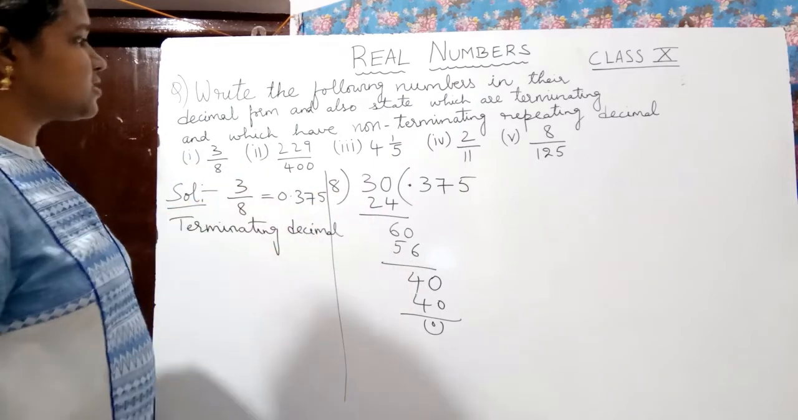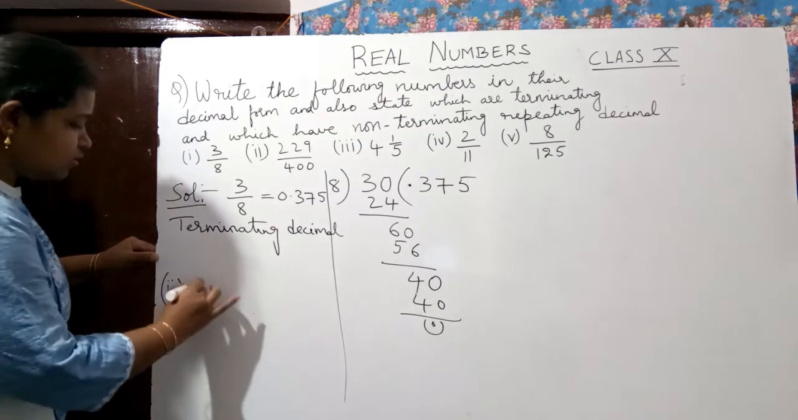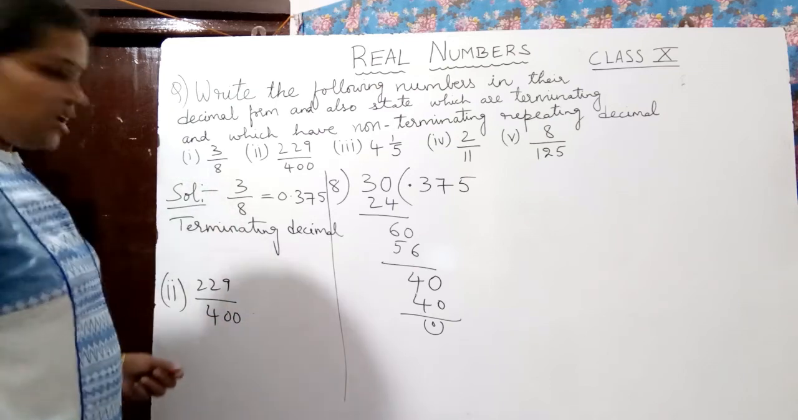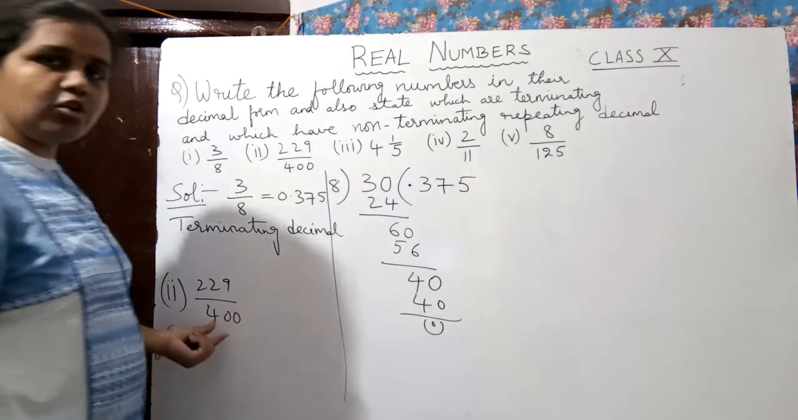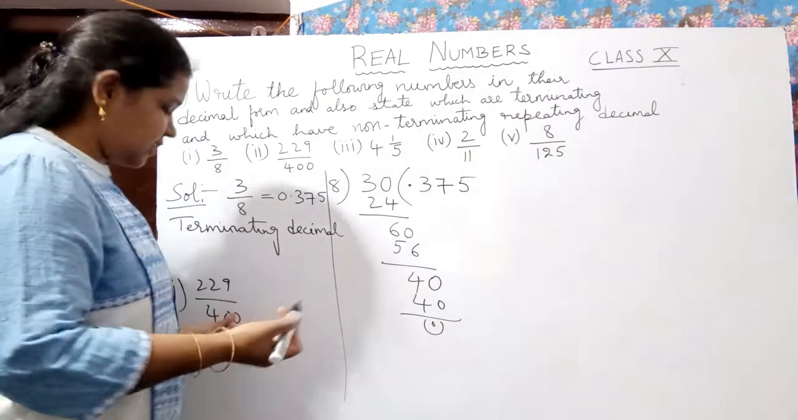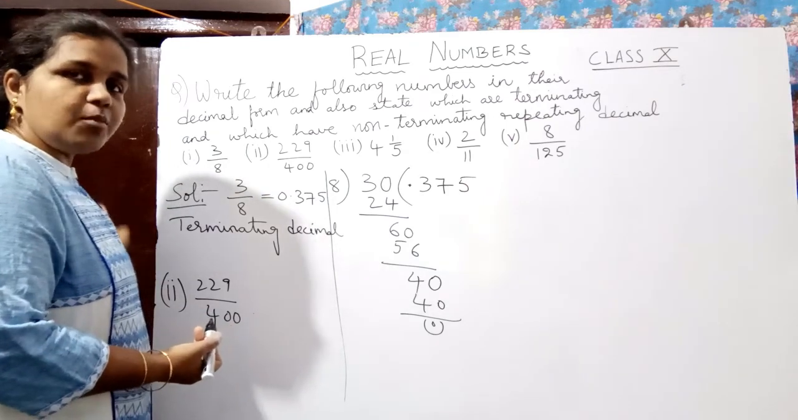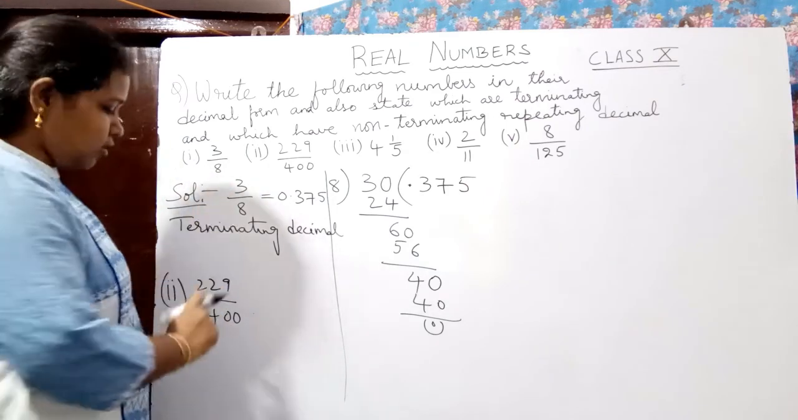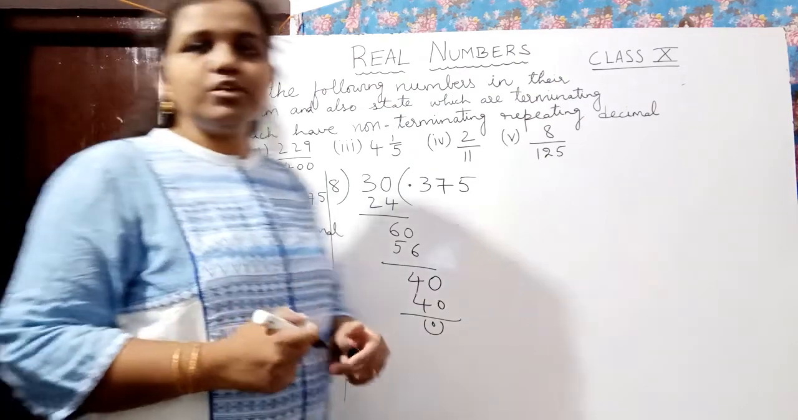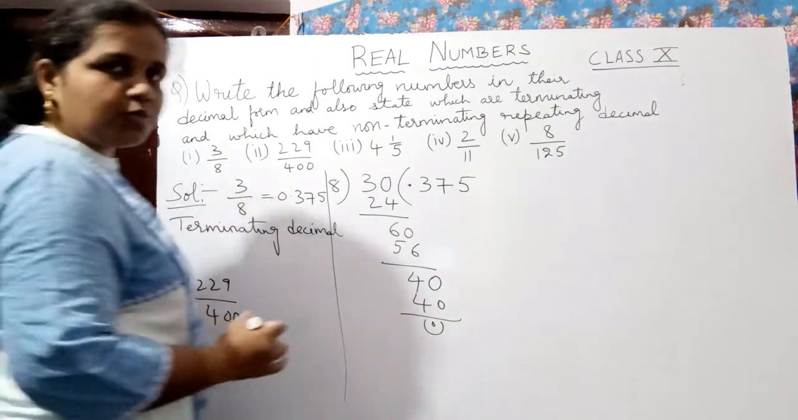Now the second bit is 229 by 400. It will be easy for us if we convert the denominator into 1000 or 10,000. That is, the leftmost digit you have to make it as 1 and all the remaining digits should be 0. We can convert it because we know 25 into 4 is 100. So let us multiply and divide this by 25. So what will you get?